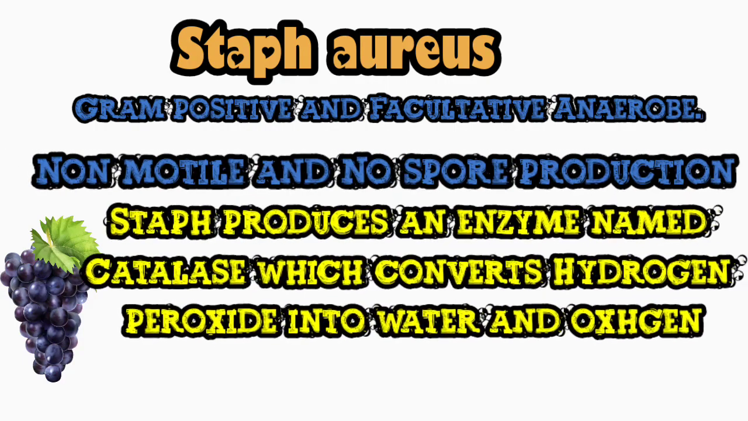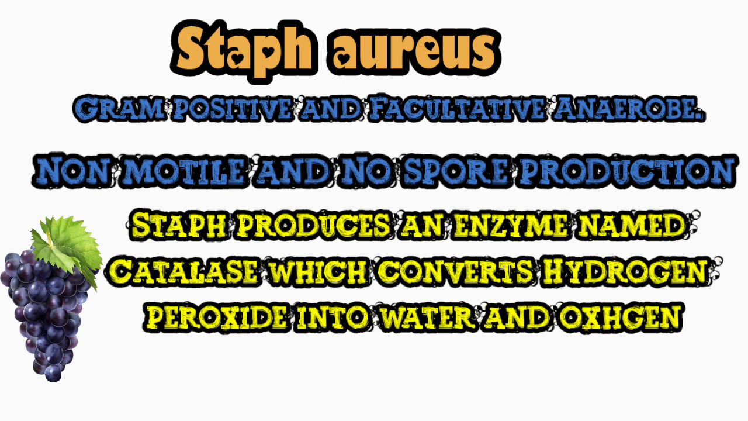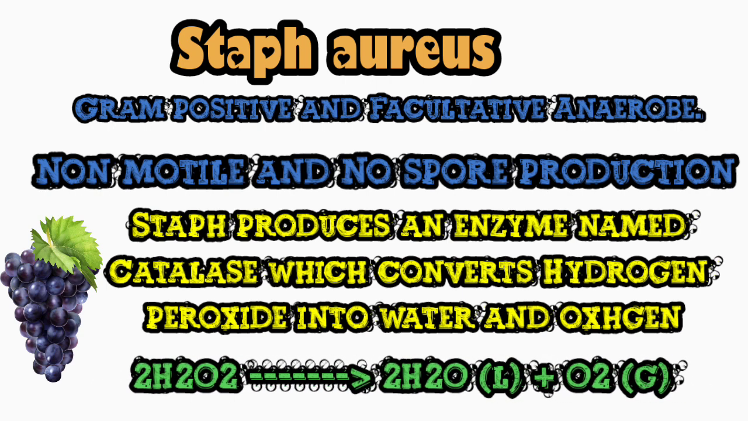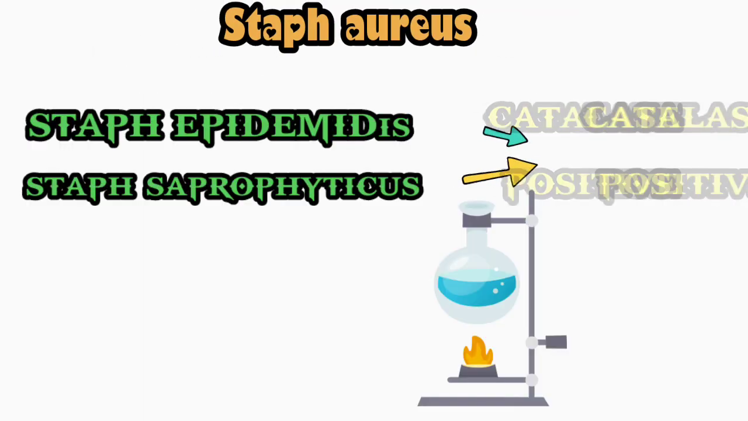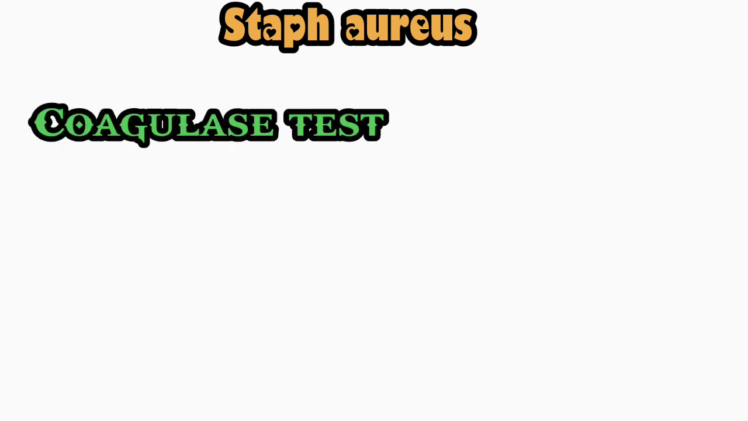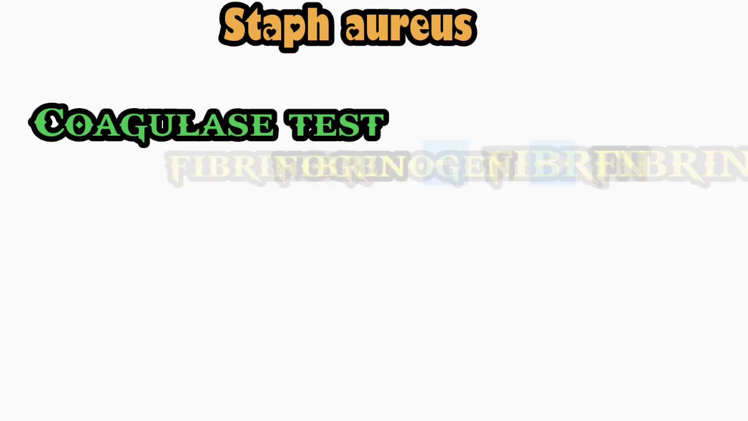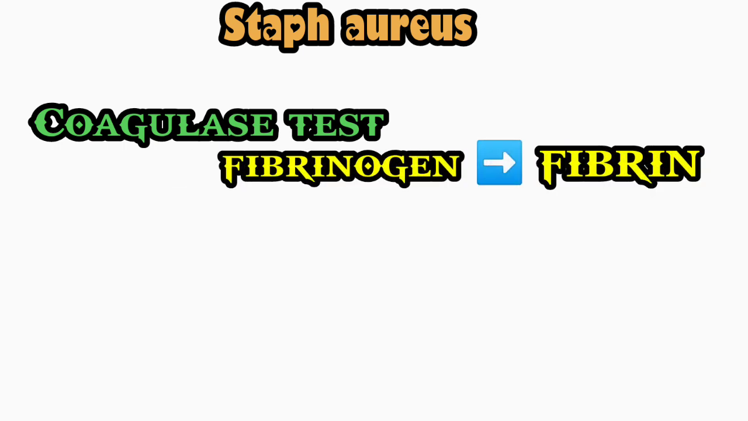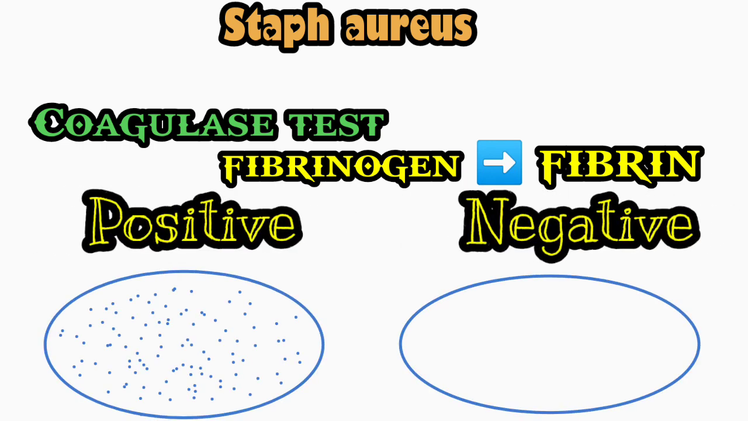It contains an enzyme named catalase that converts hydrogen peroxide into water and oxygen. But there is a problem: other bacteria like Staph epidermidis and Staph saprophyticus are also catalase positive. To overcome this we perform the coagulase test, in which fibrinogen is converted into fibrin, forming agglutination. Agglutination shows the presence of Staph aureus.